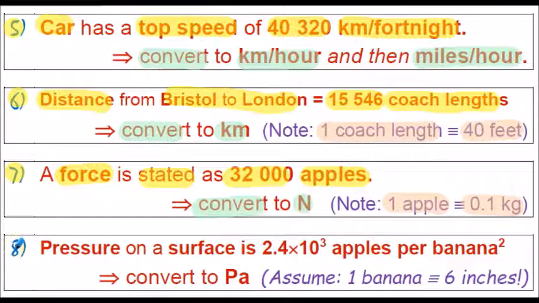In question 8, the pressure on a surface is stated as 2.4 times 10 to the 3 apples per banana squared. We're asked to convert this pressure into pascals. We're asked to assume that 1 banana is equivalent to 6 inches.